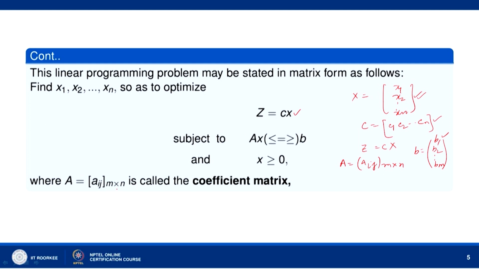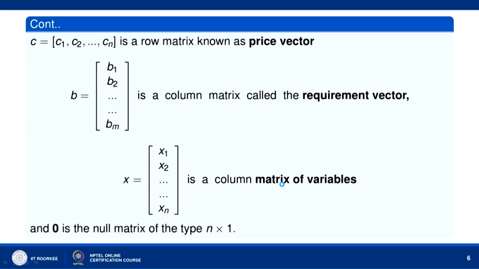So, A equal to aij m by n is called the coefficient matrix of the LPP. C is a row matrix, as we said, we call it a price vector, B is a column matrix which is called the requirement vector, and X is the column matrix of variables. 0 is the null matrix of type n by 1. So, n by 1 means 0 is of the type n rows, 0 0 0. So, this is an n by 1 matrix.